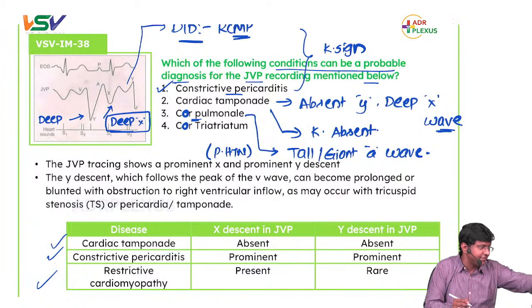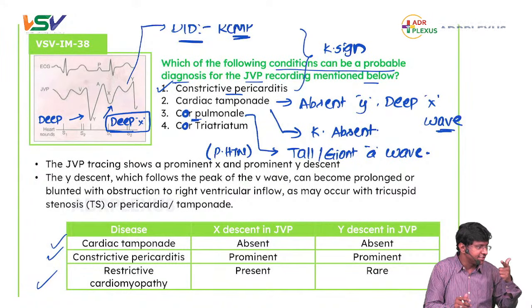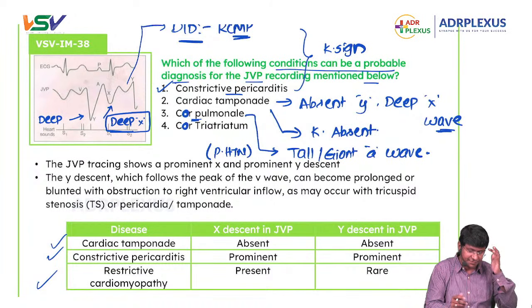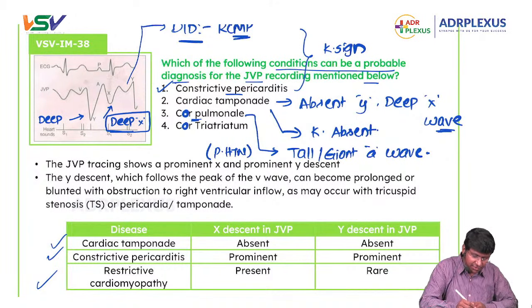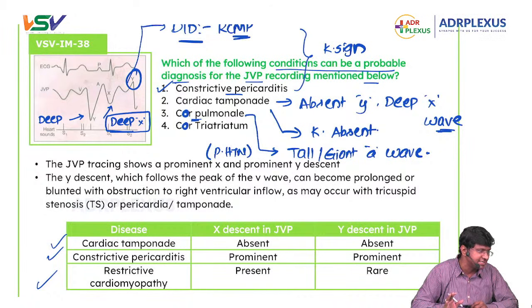Three conditions are there where you will have a deep or exaggerated X wave. What are those? Constrictive pericarditis, restrictive cardiomyopathy, and cardiac tamponade. And after X, your Y wave. Tell me the conditions where the Y wave is completely absent. You already said, that is cardiac tamponade. Tell me the conditions where you will have slow Y descent.